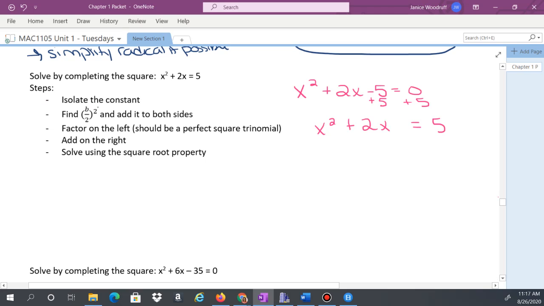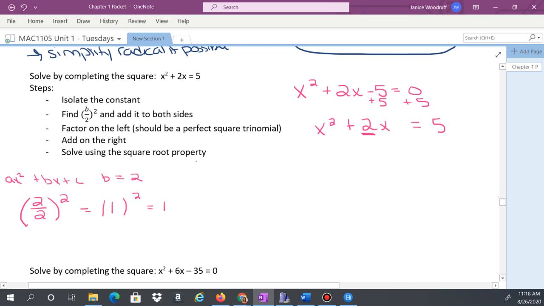The next thing, this is the complete the square step. So you're going to do b over 2 squared. So remember, quadratics are in the form, we'll write it over here, ax squared plus bx plus c. So the b is the term with the x. So it's this number right here, positive 2. So b over 2 squared is going to be 2 over 2 squared. So 2 over 2 is 1. 1 squared is 1.